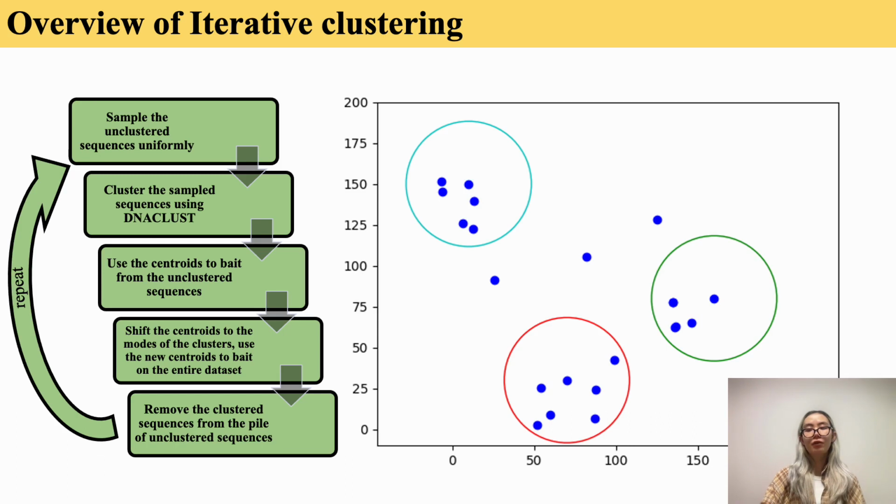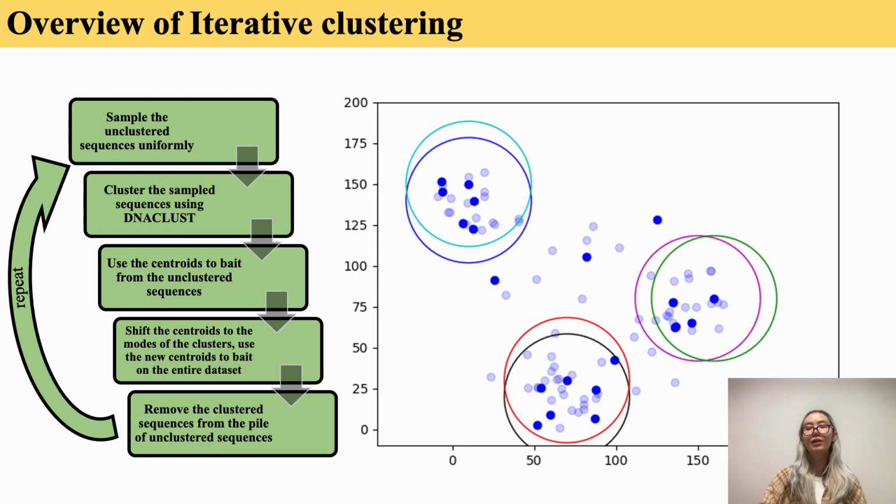Baiting is a process of retrieving the other sequences in the full dataset that belong to the corresponding cluster with a certain similarity threshold. We use DNAclass to bait the centroid of the non-singleton clusters on the unclustered sequences from the entire dataset. Due to the uniform sampling we perform, the initial centroid obtained from the subsample may not be the best representative. Therefore, we shift the centroid of the non-singleton clusters to the mode of the clusters.